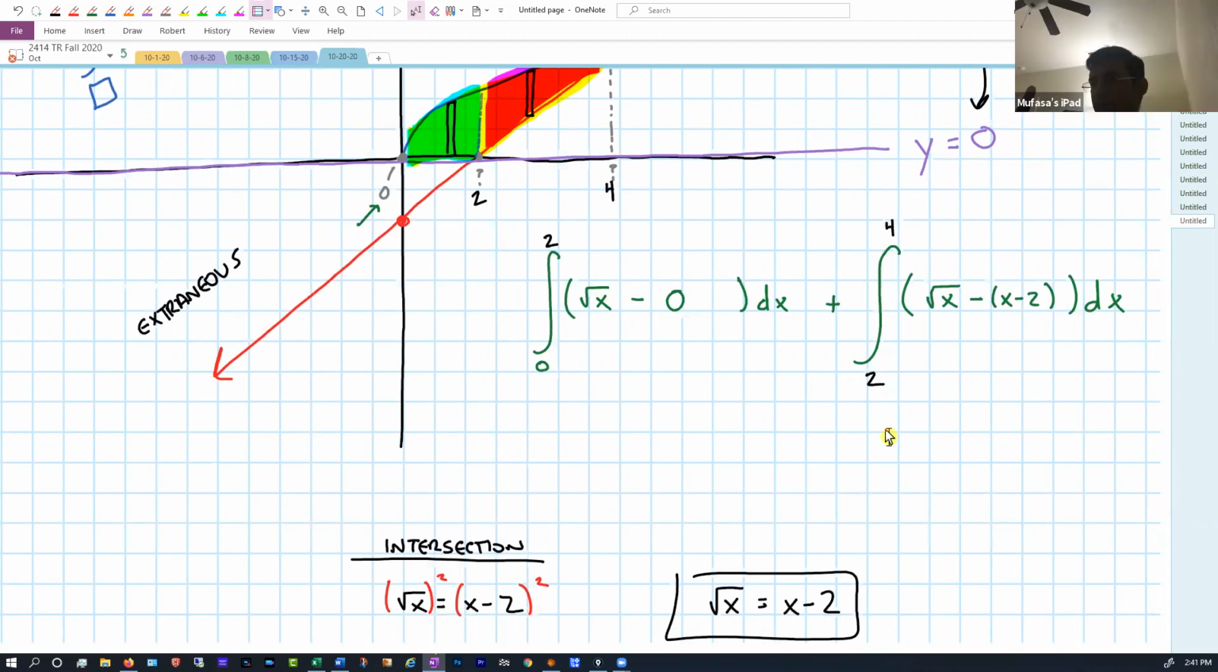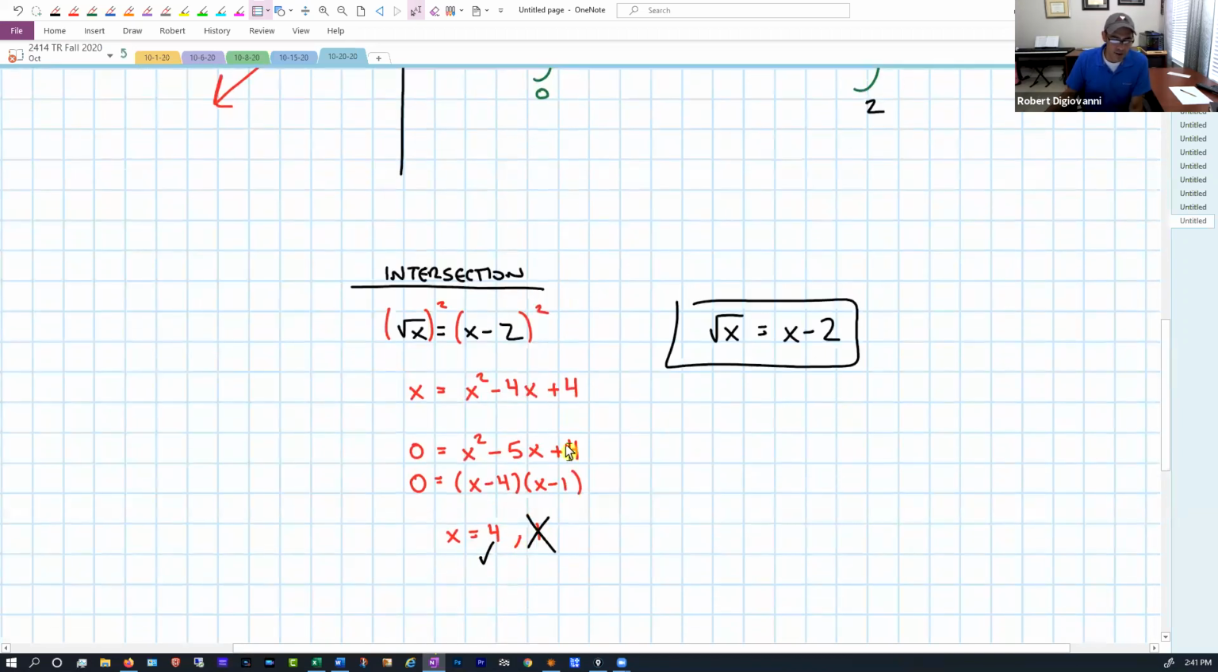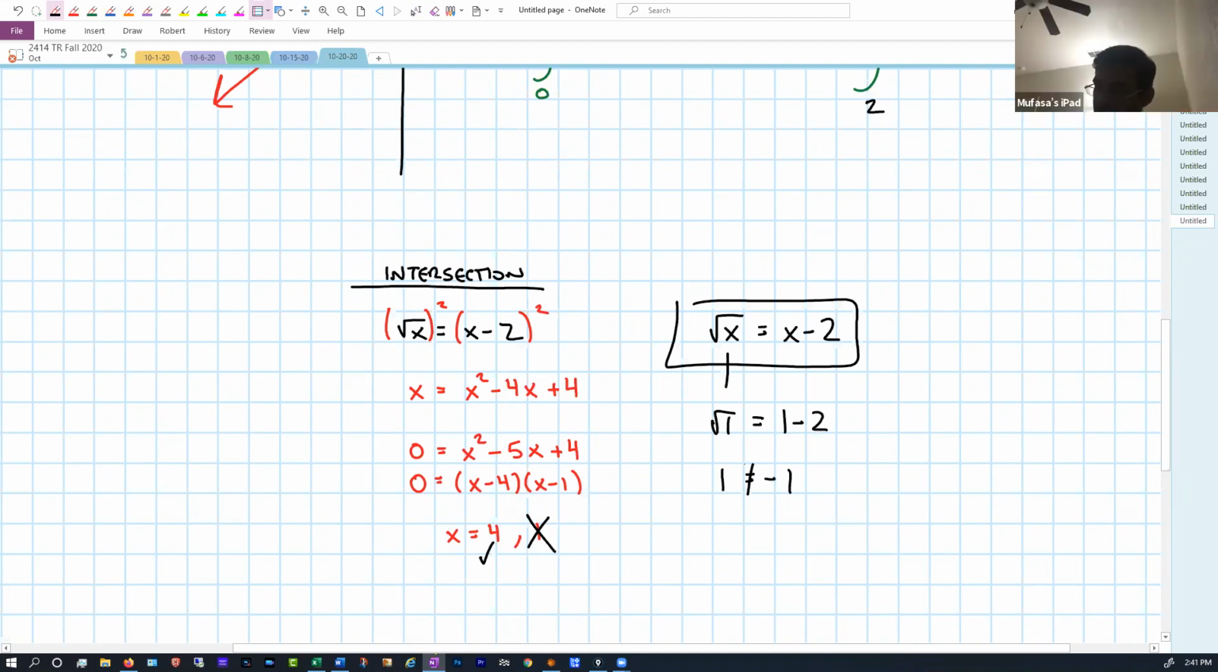We still have more to talk about here. Yes? Why aren't we using the 1 here? Because 1 is a solution that doesn't work. If we plug 1 into this right here, it doesn't work. Plug 1 in. Square root of 1 equals 1 minus 2. Square root of 1 is 1. 1 minus 2 is -1. Those aren't the same. Okay, so we need them to be the same. Yep, that's what I was saying.